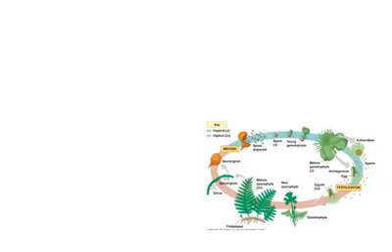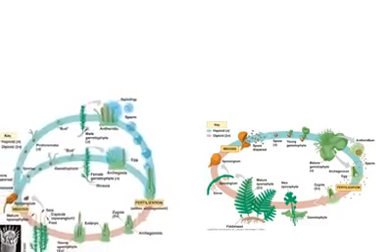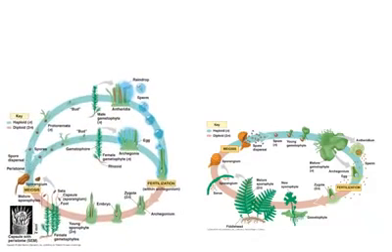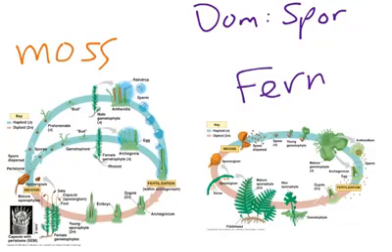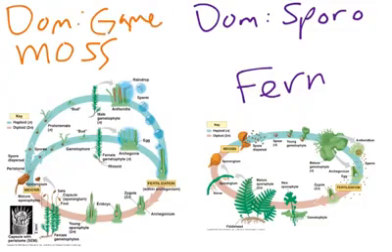So some major differences, if we wanted to talk about differences between the moss life cycle and the fern. Here we have the moss life cycle, and here we have the fern. Some things about the fern: the dominant generation is going to be the sporophyte. In the moss, the dominant generation is going to be the gametophyte, which of course, if you remember, is haploid, and the sporophyte is diploid.